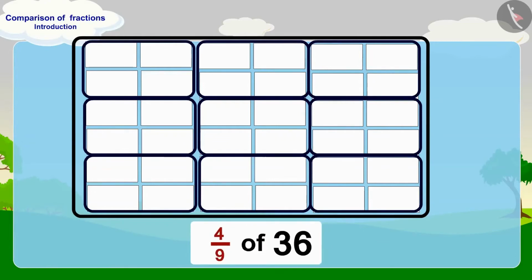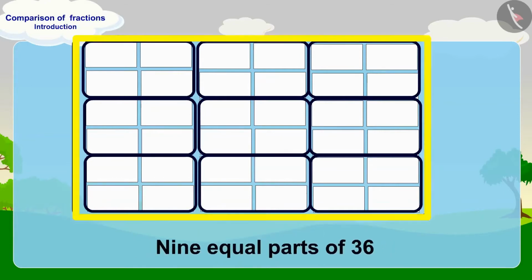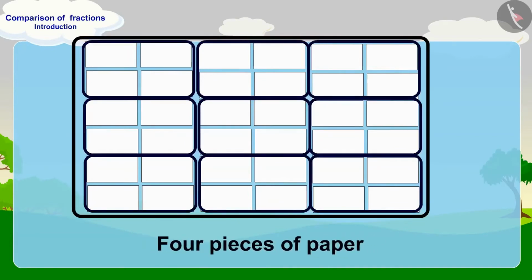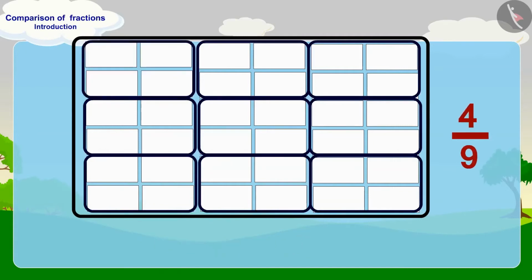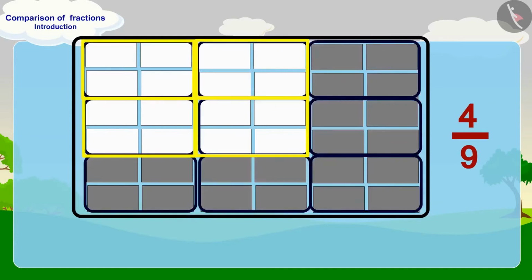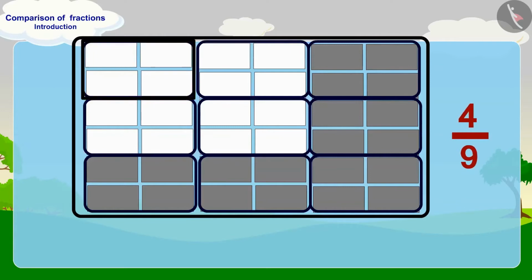For 4/9 of 36, we will divide 36 into 9 equal parts. In this way, each part will have 4 pieces of paper. And in 4/9, we are taking 4 of these 9 equal parts. There are 4 pieces of paper in one part of this fraction.